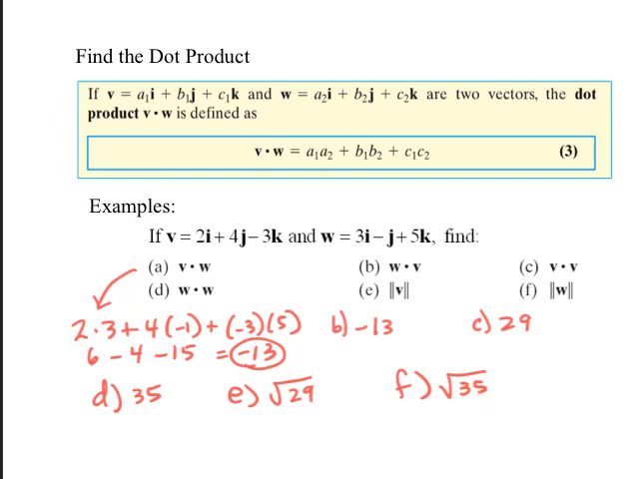And note, I'll just write this out for you. If you take the magnitude of a vector squared, you will end up with the dot product of the vector on itself, because root 35 squared equals 35.